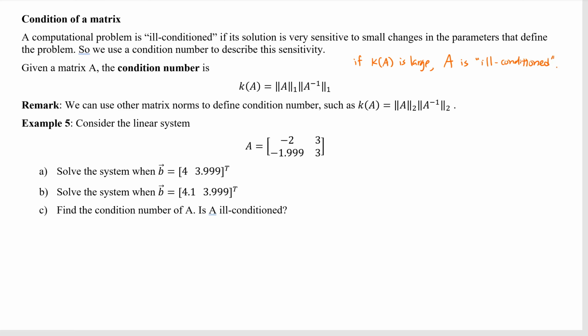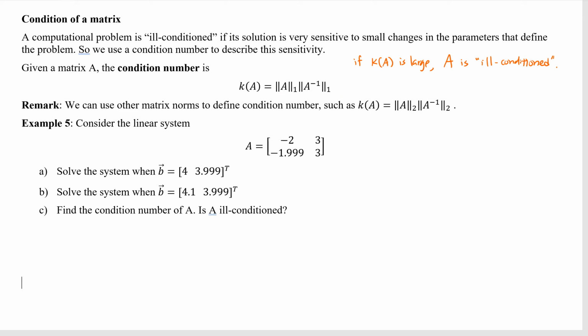Usually, if we calculate using the L1 norm and the condition number is large, then when we use other norms to compute, the condition numbers are also large. Even though they might not be the same number, they're both large. Let's look at the following example.